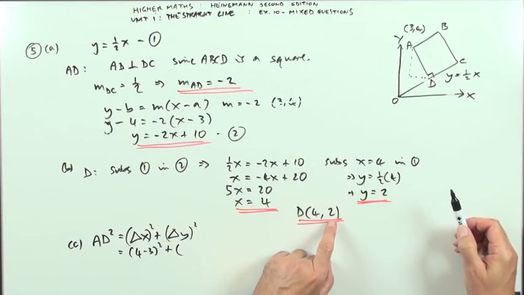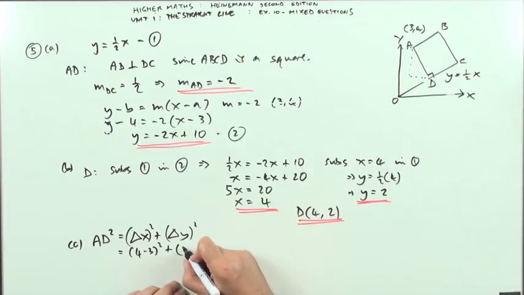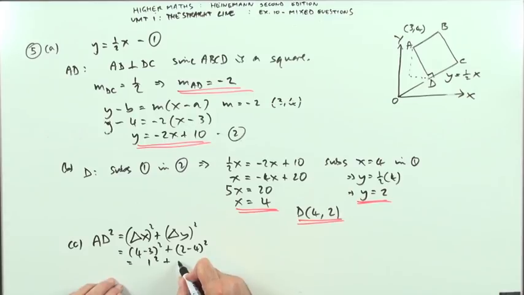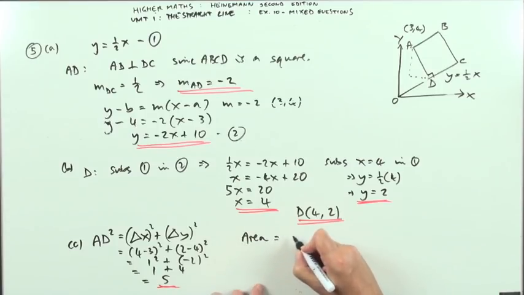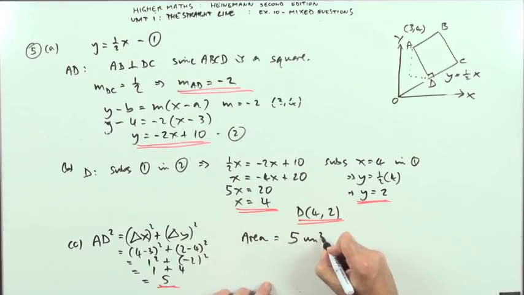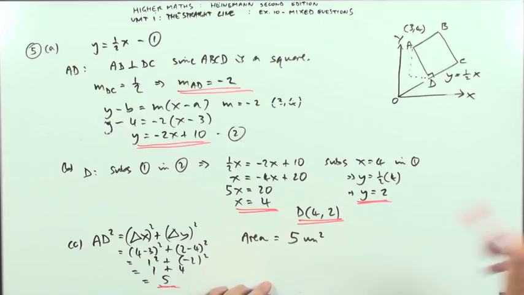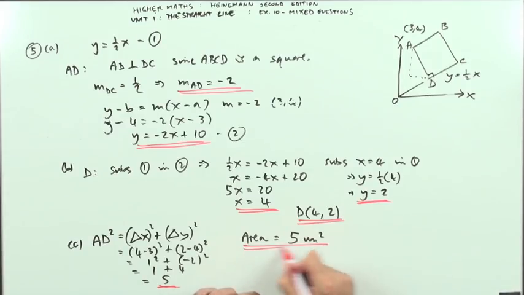Y coordinates. D is at 2, A is at 4, so 2 minus 4 squared. So that's going to be 1 squared plus, if you like, -2 squared. So that's 1 plus 4, which equals 5. Which means that the area of the square is going to be 5 units squared. And that's the answer to question 5.